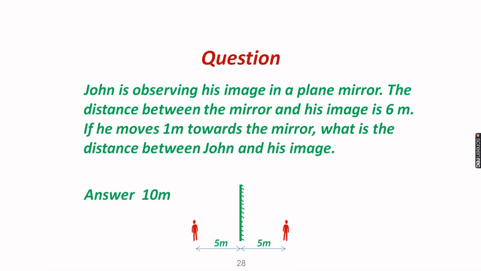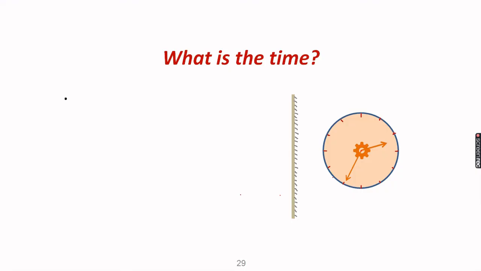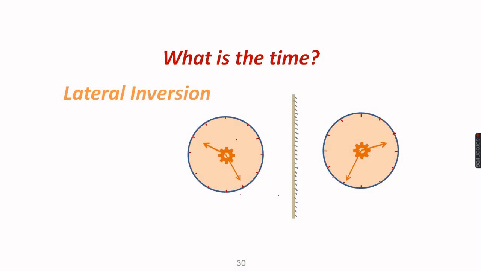Now the last question. Now this is the clock which is showing time in the mirror. Means this is the laterally inverted clock. You have to tell the actual time. And I hope you have got it right. The actual time will be 9:25.